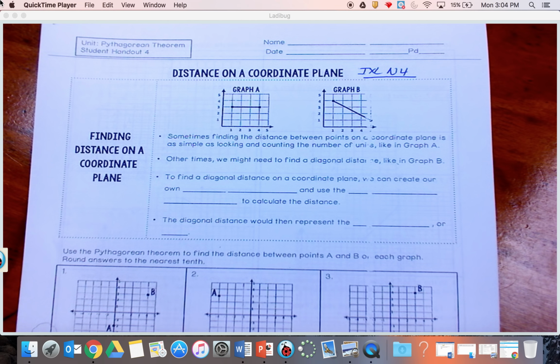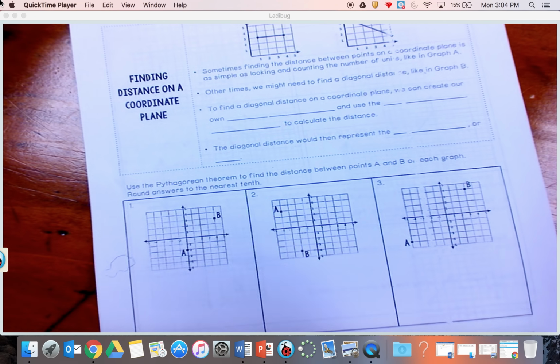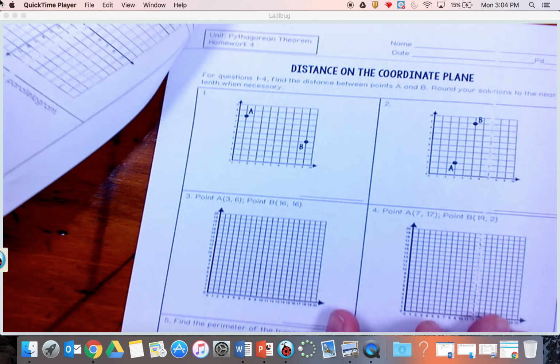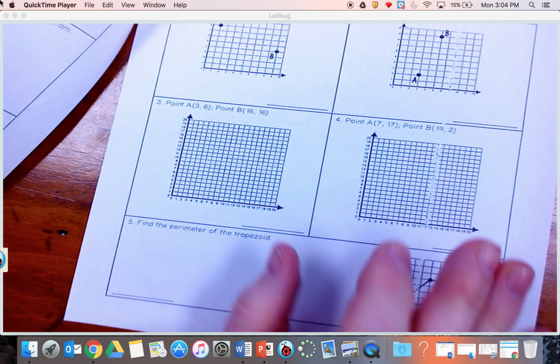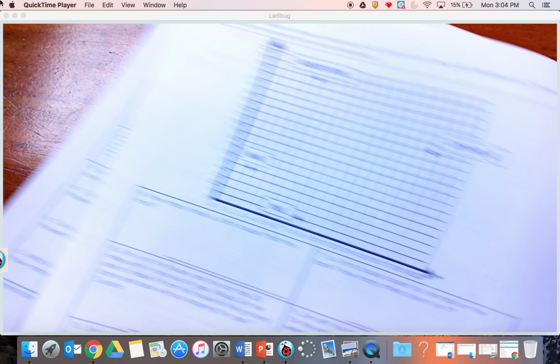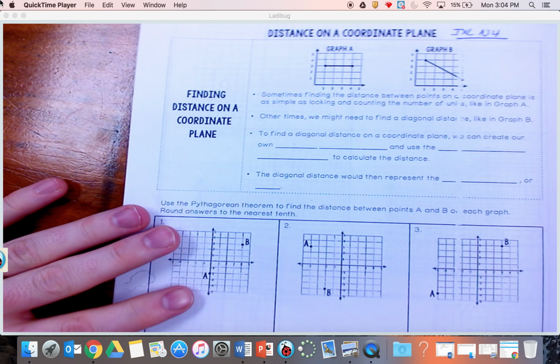Okay, so let's take a look at what's going on here as far as finding the distance. What we have here is a note lesson that's going to take the first page and the second page, and then you are going to be required to do the homework page, which has a front and a back. Then we will be able to check for understanding.